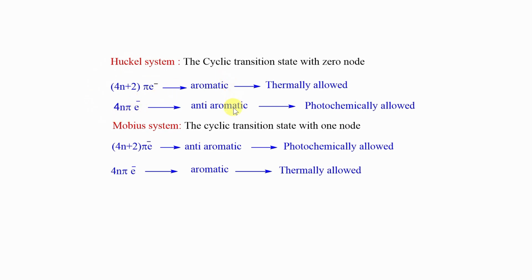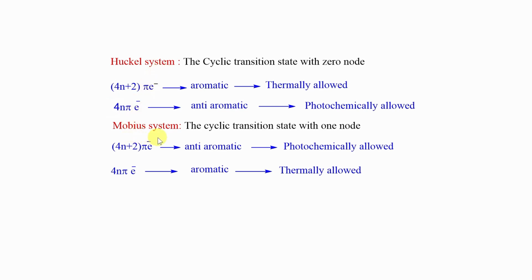That will be anti-aromatic and the process will be photochemically allowed. The pericyclic reaction will be photochemically allowed if it has a 4n pi electron system and 0 node in the cyclic transition state. These two systems, the 4n pi electron system and 4n pi electrons with 0 node in the transition state, are called Huckel systems.